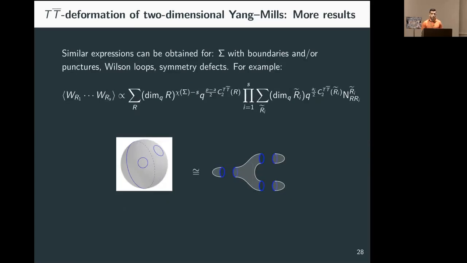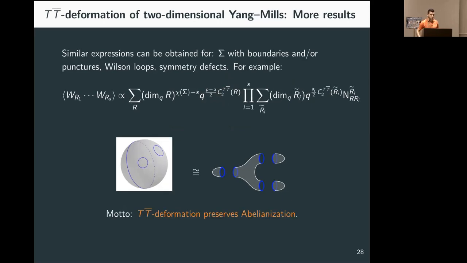All right. So that was the expression for the partition function, but we can in fact take some decorations on sigma, so for example boundaries or punctures or Wilson loops, symmetry defects. Everything goes through in the same way. So I've shown here a correlator of Wilson loops, which might not be so interesting, except for the fact that this is the same expression as for q-Yang-Mills without TT-bar, but we simply get this change in the Casimir.